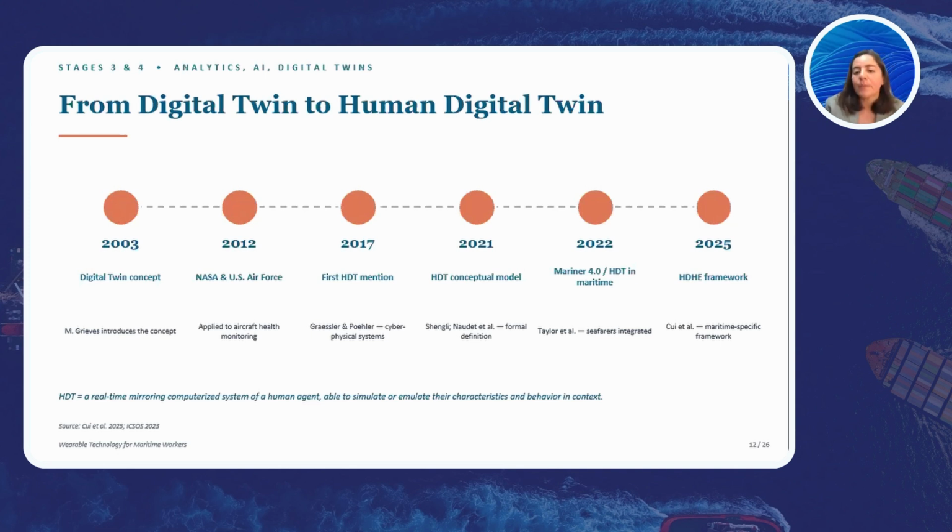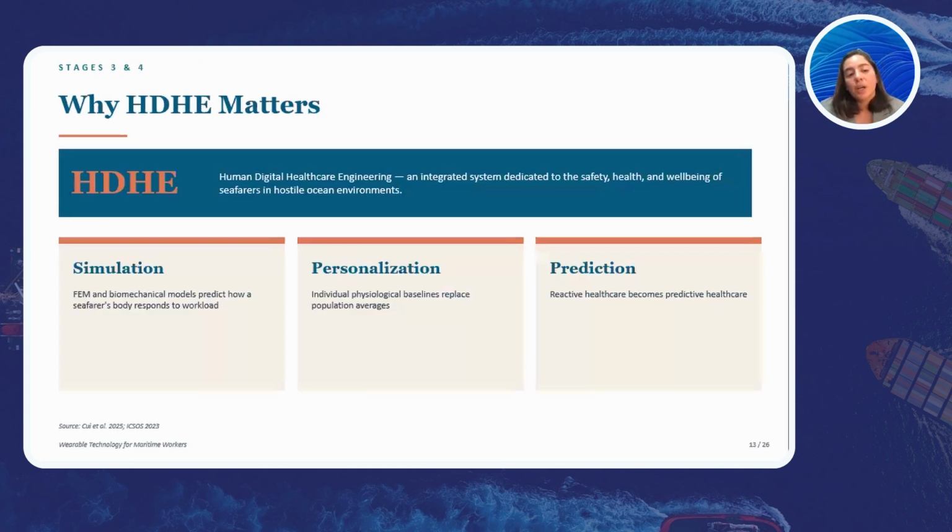So when we talk about the human digital twin in a maritime context, we are talking about a real-time digital replica of a seafarer, with the physiological, the behavioral, and the environmental data, that updates continuously and can run simulations, and you can come up with some predictions from it. So this is this part. So why does this kind of HDHE matter?